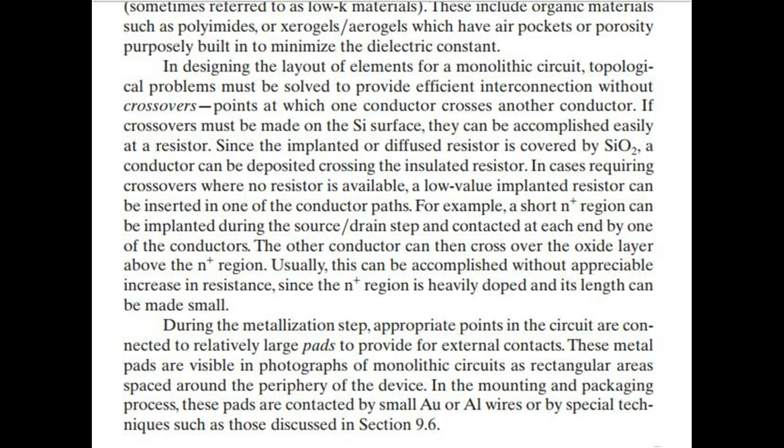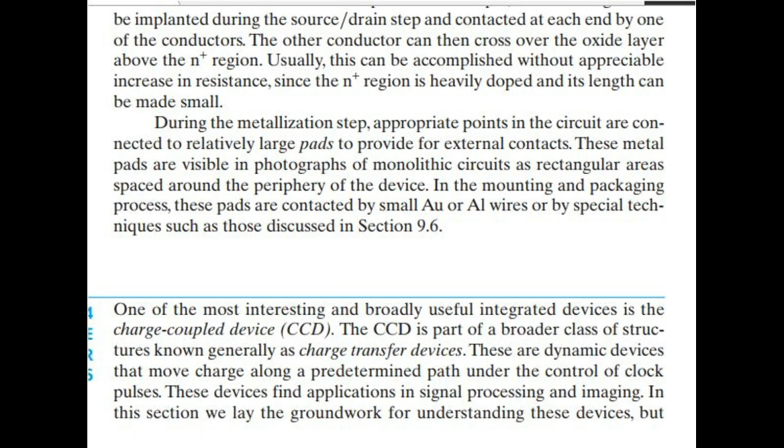The other conductor can then cross over the oxide layer above the N+ region. Usually, this can be accomplished without appreciable increase in resistance, since the N+ region is heavily doped and its length can be made small. During the metallization step, appropriate points in the circuit are connected to relatively large pads to provide for external contacts. These metal pads are visible in photographs of monolithic circuits as rectangular areas spaced around the periphery of the device. In the mounting and packaging process, these pads are contacted by small gold or aluminum wires or by special techniques such as those discussed in section 9.6.